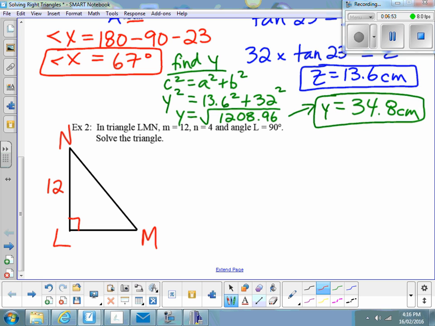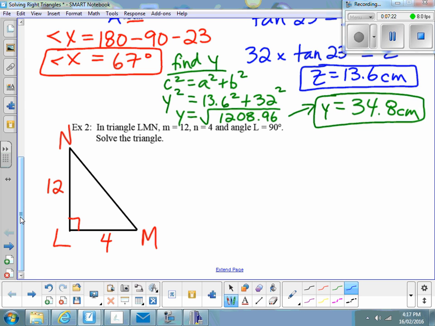Okay? And then to solve this triangle, you can see that in this case, we've got that, we've got that. Oh, we also know that side N is 4, so that's going to be 4 there. This time we know two sides, and we don't know any of the angles except for the 90. Okay?